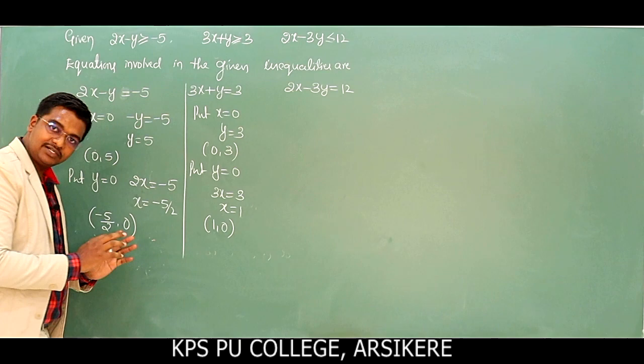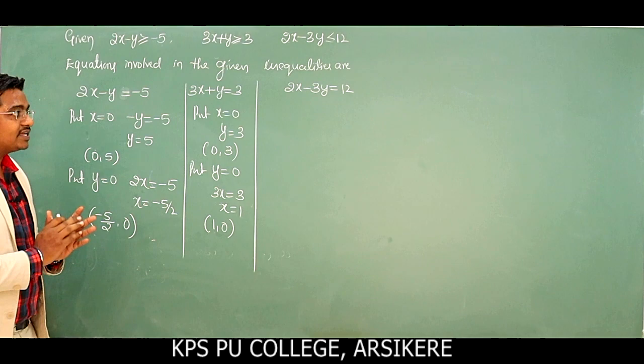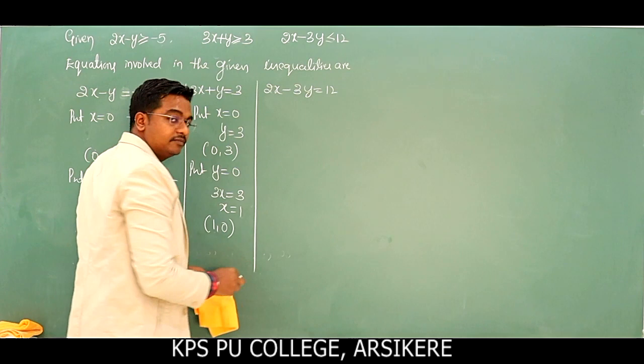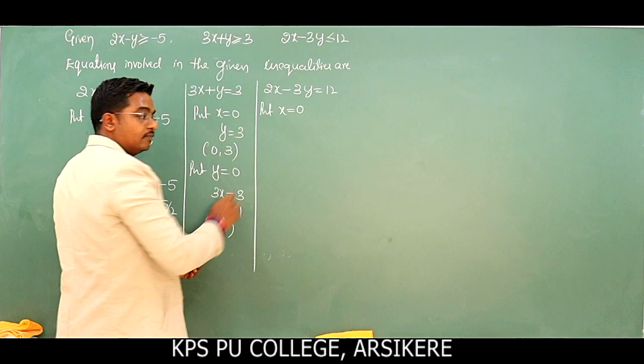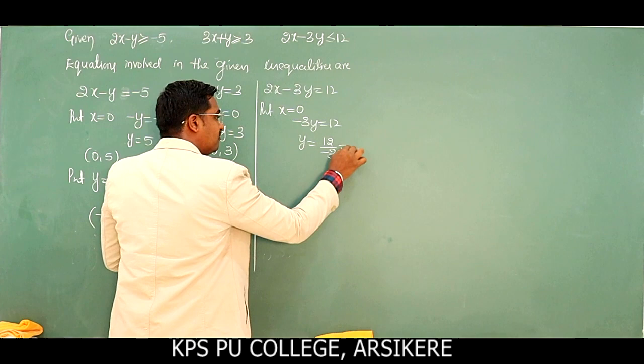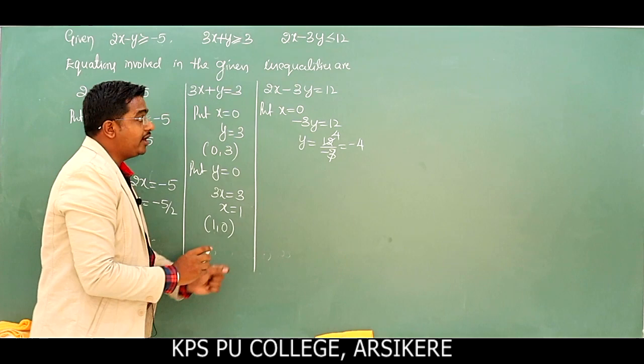Is it clear? Okay. Third equation is 2x minus 3y is equal to 12. I'll write here 2x minus 3y is equal to 12. Now put x equal to 0. Substituting x equal to 0, we get minus 3y is equal to 12. So what is y then? y is equal to 12 divided by minus 3. We are left with minus 4. The corresponding point is x equal to 0 and y equal to minus 4.